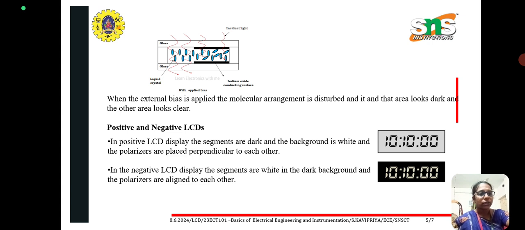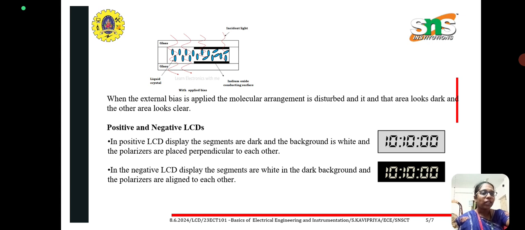It can be a positive LCD or it can be a negative LCD. In positive LCD, the segments will be dark and the background will be white and the polarizers are placed perpendicular to each other. In case of a negative LCD, the segments will be white and the background will be dark and the polarizers are aligned to each other.